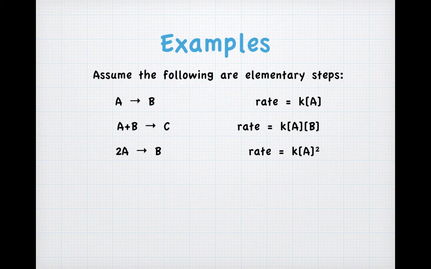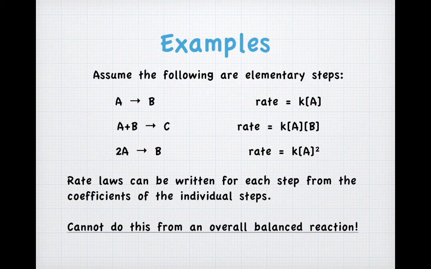And then for that third one, where we have 2A going to B, we say that the rate is equal to k times concentration of A squared. And again, that one is squared because of the 2 here that corresponds to that exponent there. Again, we can only do that for elementary steps. We cannot do it for an overall balanced reaction. So just to reiterate, rate laws can be written for each step in a mechanism directly from the coefficients of the reactants in those individual steps. But again, we cannot do this from an overall balanced reaction. So you want to make sure you don't get into that habit.